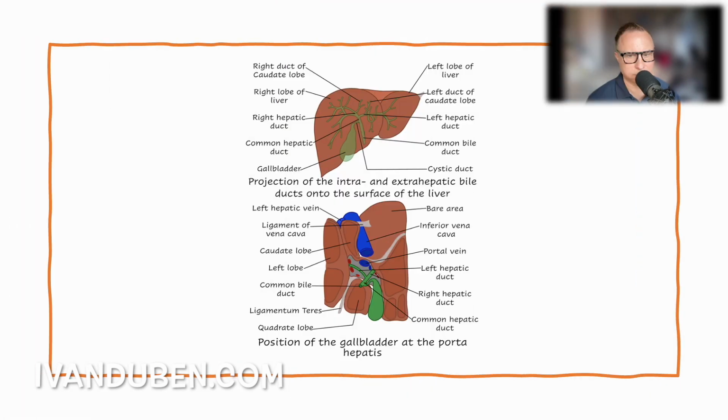Here we have another good image of the liver with the gallbladder and its various ducts. And important to just consider how vulnerable the gallbladder is to the liver itself. Any excess pressure or density in the liver will certainly affect the function of the gallbladder.